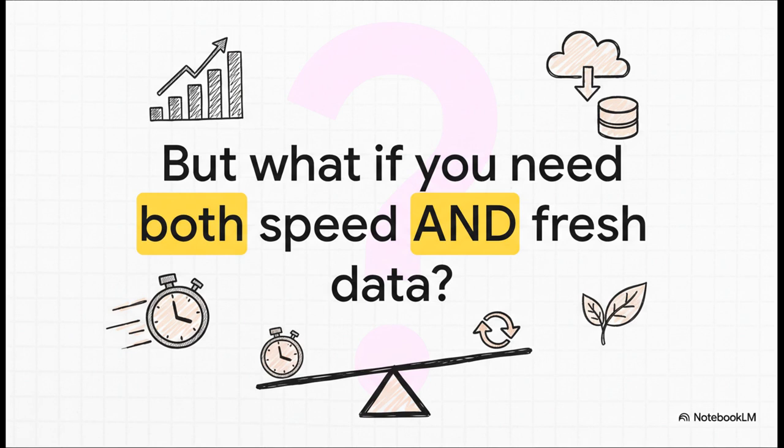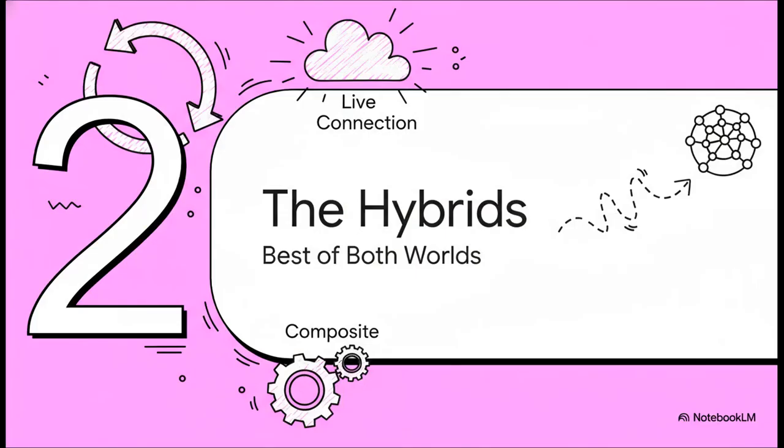What if you need some of your data to be super fast, but another part of your data has to be totally live? What if you need, well, a little bit of both? Well, this is where the hybrid models come into play. Power BI is smart enough to give us a couple of advanced options that let us move beyond this either-or choice. We're talking about composite models and live connections. They let us get the best of both worlds. Let's see how they work.